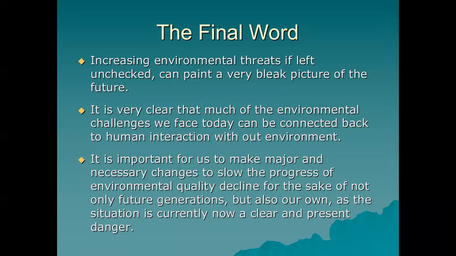So what is the final word? What do we want to make sure we get out of this lesson? All right, here are some important points to remember. So we have increasing environmental threats, and if they are left unchecked, they can paint a very bleak picture of our future. So intervention is needed. Intervention in the form of sustainable development. Sustainable development where we can, because in order to exist, we have to consume resources. There's just no way around it.